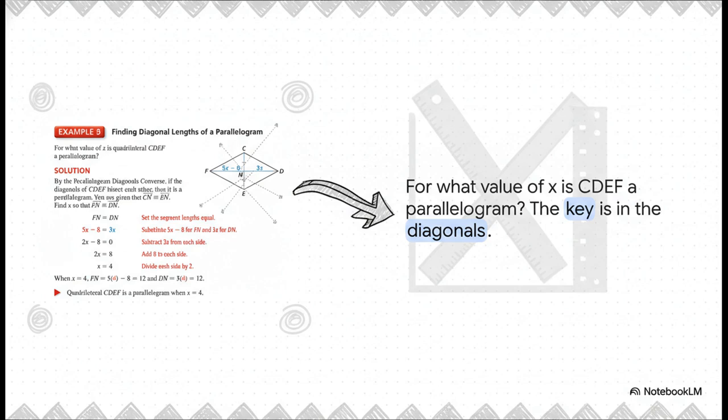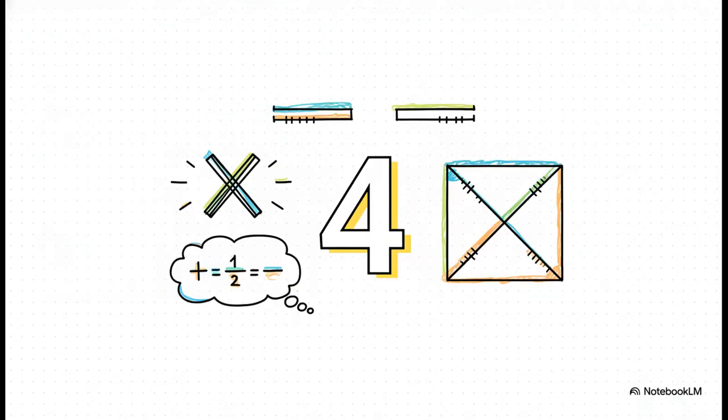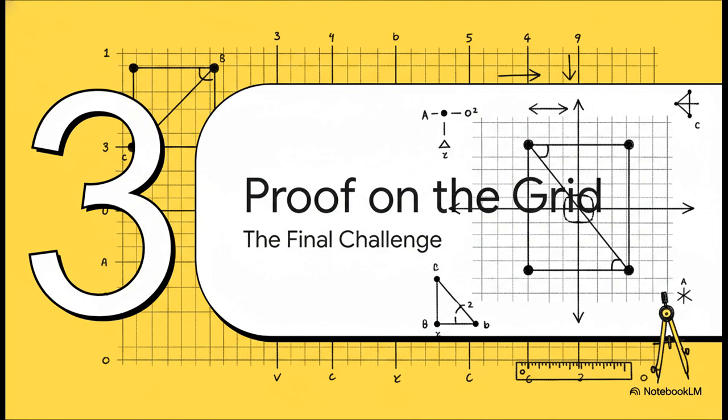5x minus 8 has to equal 3x. So let's solve for x. Bring the 3x over, you get 2x minus 8 equals 0. Add the 8 to the other side, 2x equals 8, and that means x equals 4. And if you plug that 4 back in, you'll see both segments, FN and DN, are 12. Perfect bisection. Proof complete. Okay, you're getting really good at this.